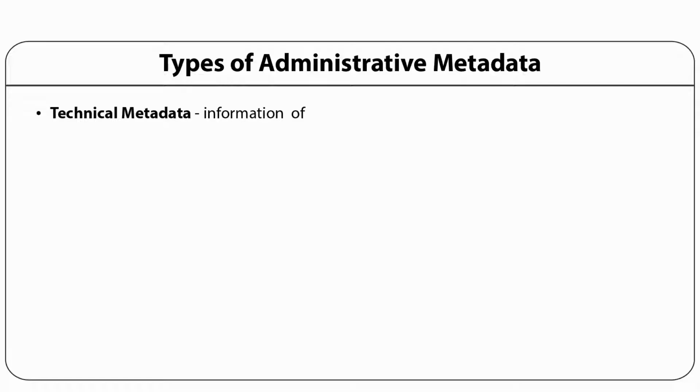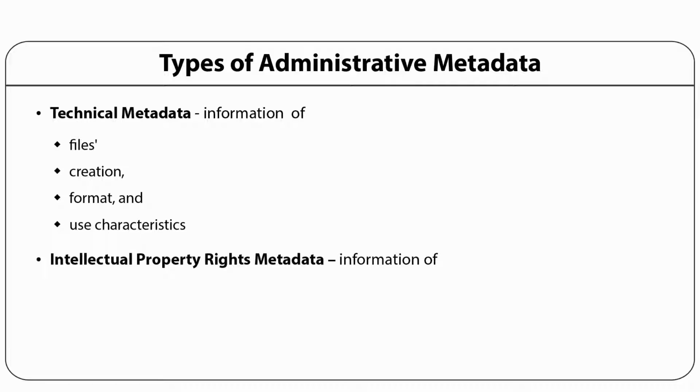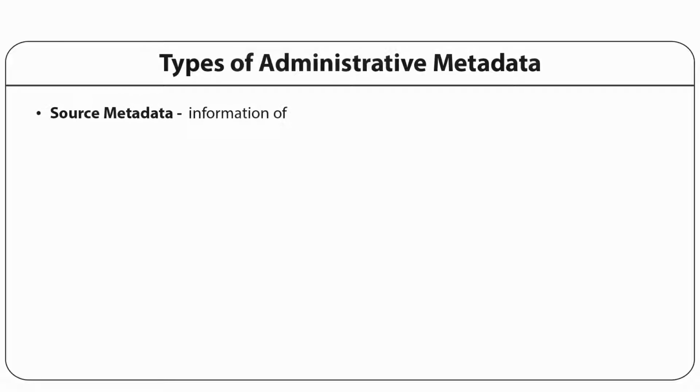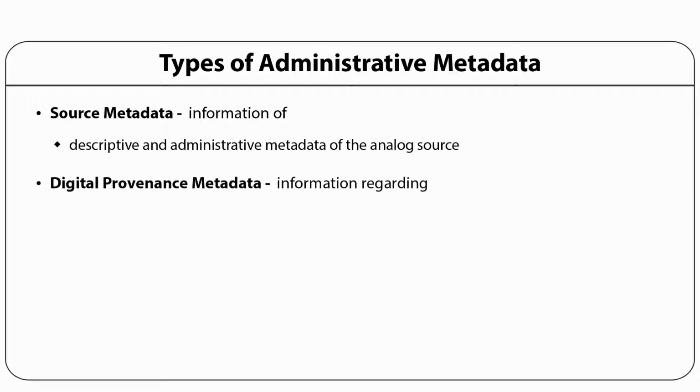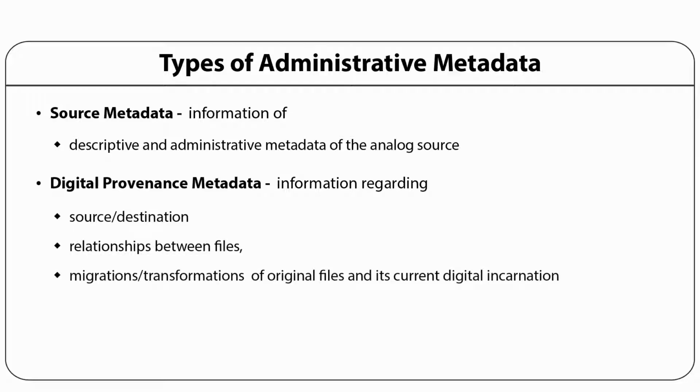Technical metadata gives information on files, creation, format, and use characteristics. Intellectual property rights metadata gives information about copyright and license information. Source metadata gives information on descriptive and administrative metadata of the analog source. The final, digital provenance metadata, gives information regarding source or destination and the relationship between files, and migration or transformation of original files and its current digital incarnation.